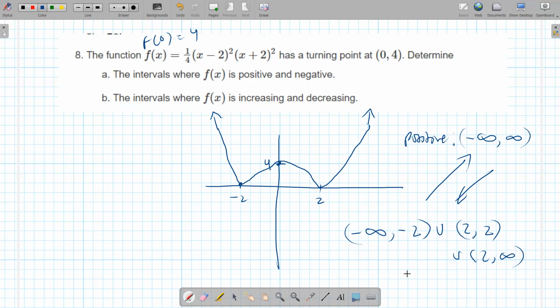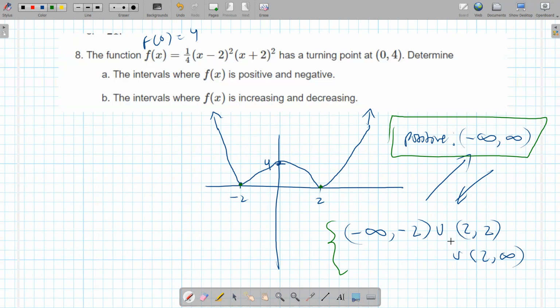Because positive means like 1, 2, 3, 4, 5, right? But at this point, precisely the y value is 0. So does that point count as a positive number? I would assume not, but let's see. If it does, then this is the answer. If not, it's gonna be this answer. Is it 2 to infinity or -2 to 2? It's positive, apart from 2 itself, because at exactly 2 and -2, the y value is 0.